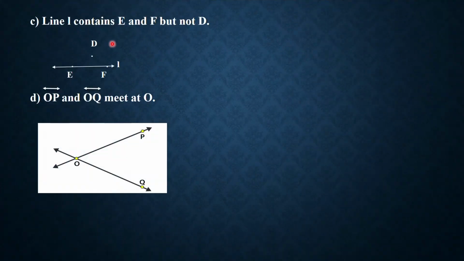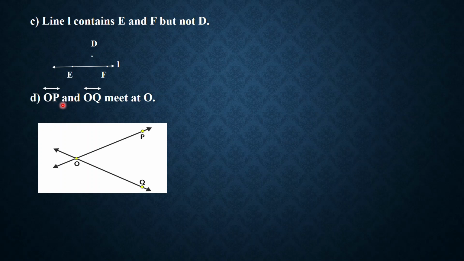Next, line L contains E and F but not D. First, we have to draw line L. Always remember the line will be denoted with a single small letter, like L, M, N, and the points will be denoted by capital letters. Here, E and F are lying on the line L and D is lying outside.